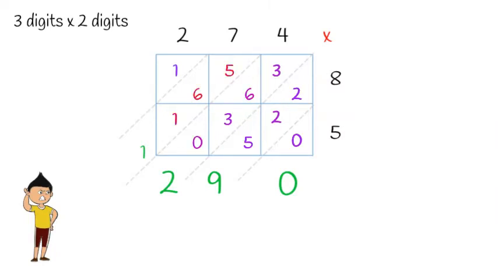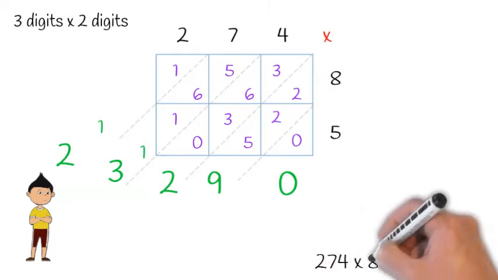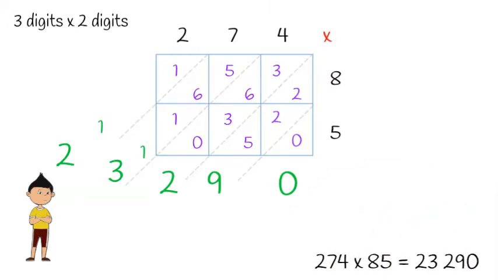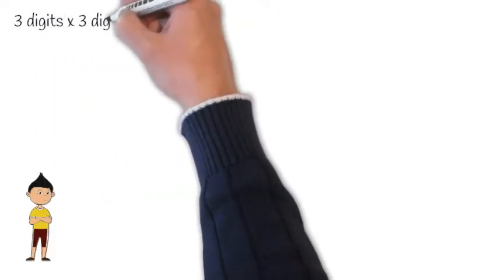Next, we have 5 plus 6 plus 1 plus the 1 that we've carried over equals 13. So 3 down and carry the 1. Then finally we have 1 plus the 1 we carried over gives us 2. And there you have it. 274 times 85 is 23,290.